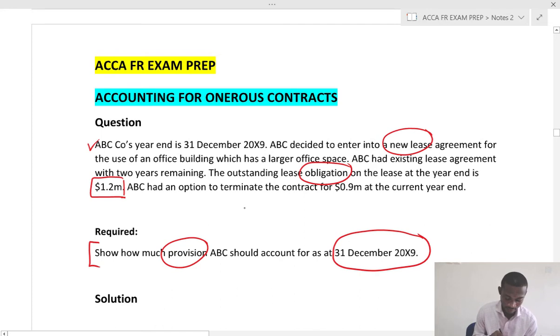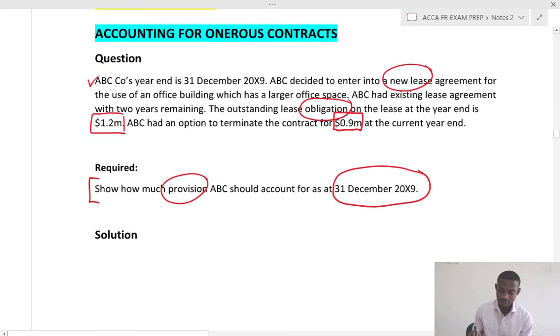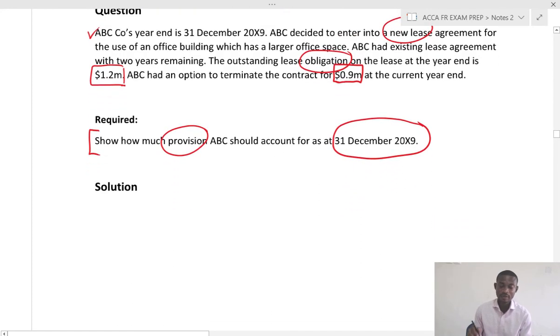ABC had an option to terminate the contract for 0.9 at the current year end. Now, because they have a new lease agreement, the old lease agreement would become a loss-making agreement. So they have two options: to allow the 2 years to expire or terminate the contract.